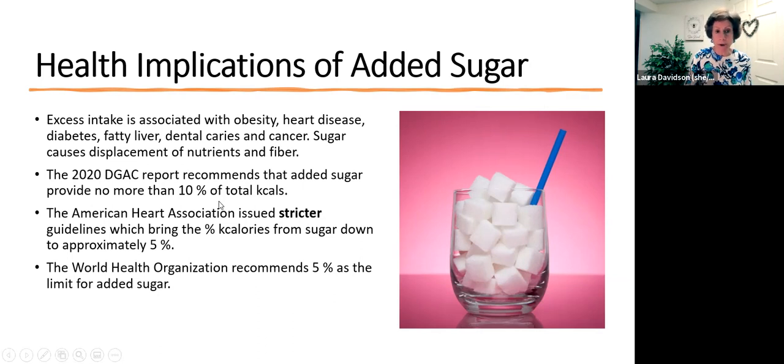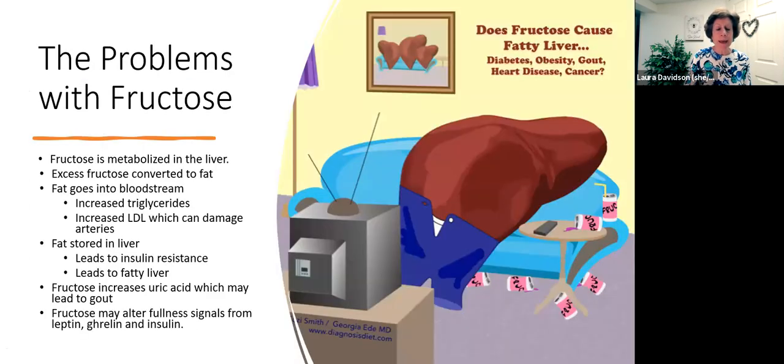But why all the fuss? Well, we know that excess intake is associated with all of these problems and more. High sugar diets can also be low in nutrients and fiber that we need to stay healthy. Now, there's a lot of attention being paid to fructose because of the high fructose corn syrup we see in a lot of processed products.